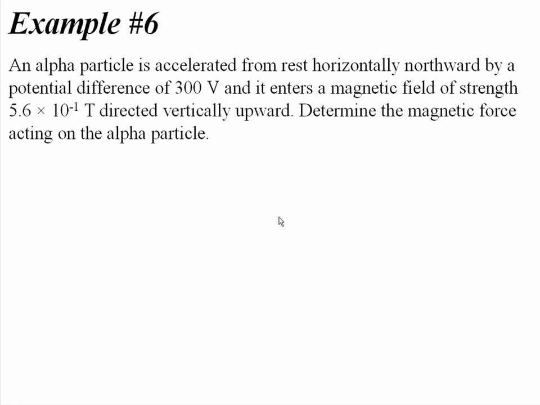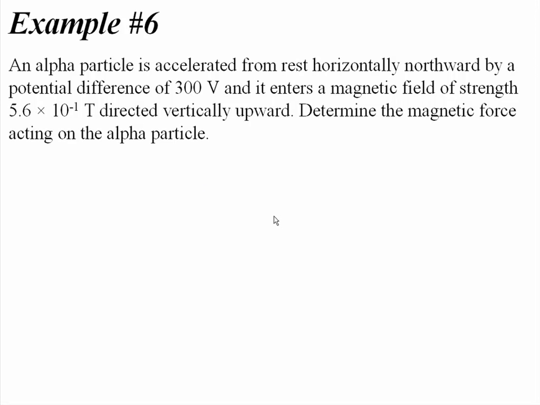Last problem is a little bit different than what we dealt with in the other 5. It was just a straight using magnetic force formula. Here's where we can bring in some stuff from Unit 2, where we can use some electricity formulas. Here we have an alpha particle accelerated from rest horizontally northward by a potential difference of 300 volts, enters a magnetic field of 5.6 times 10 to the negative 1 Tesla vertically upward. Determine the magnetic force acting on the particle.